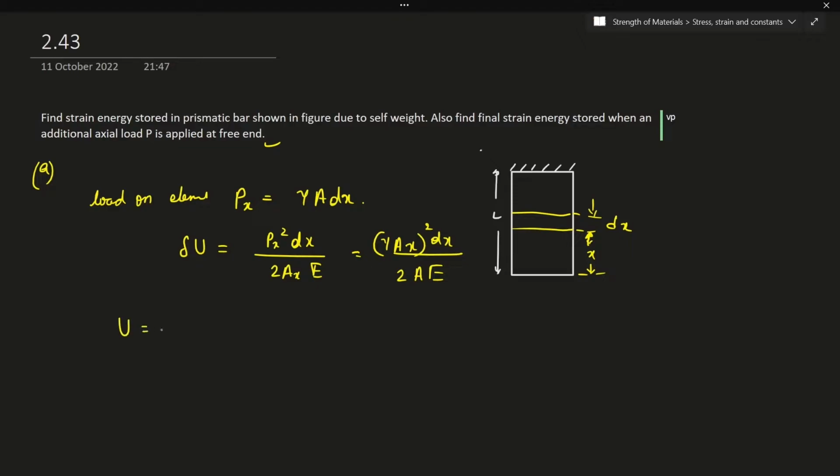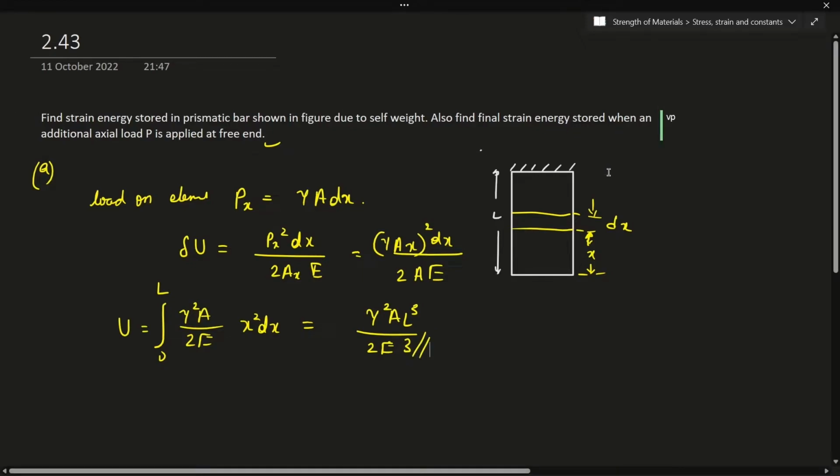Now U is given by integral 0 to L gamma square into A divided by 2E into x square dx, which is nothing but gamma square A into L cube divided by 2E into 3. So this is going to be the total strain energy due to the load.